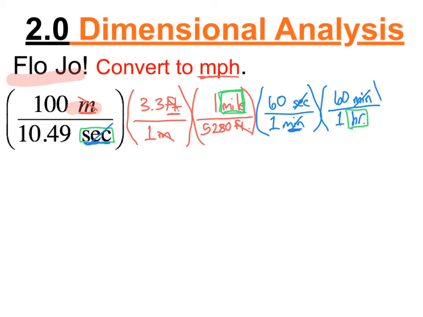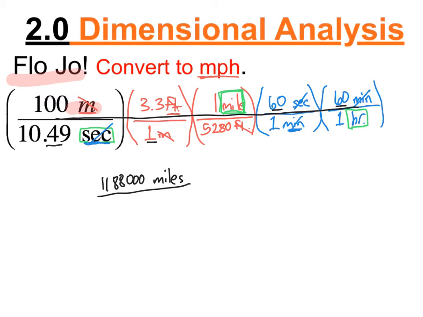So that's the conversion. All right, and now what I'm going to do is take my calculator and do the entire numerator. So I'm going to do 100 multiplied by 3.3, multiplied by 1, multiplied by 60, multiplied by 60. If I type that in the calculator, I get 1,188,000. That's how many miles I have. And then I'm going to take the denominator, 10.49, 1, 5,280, 1, 1. I'm going to multiply that out, and I get 55,387.2, and now that's hours.